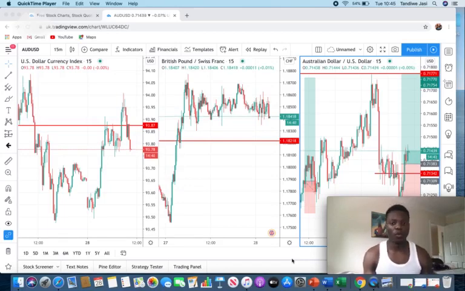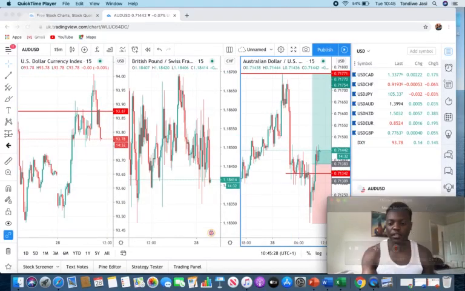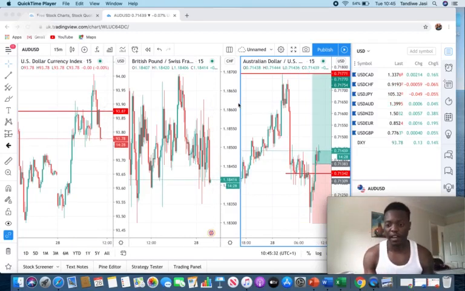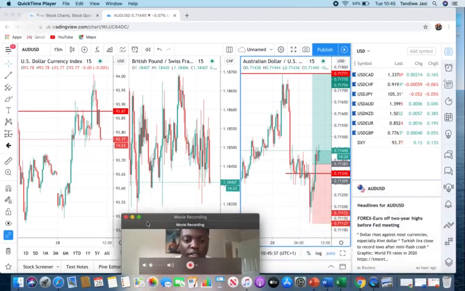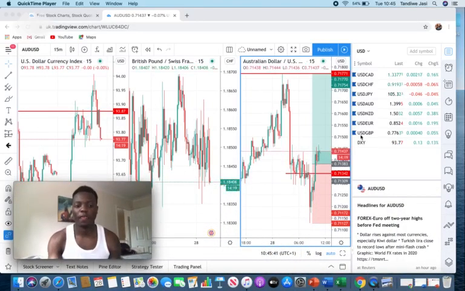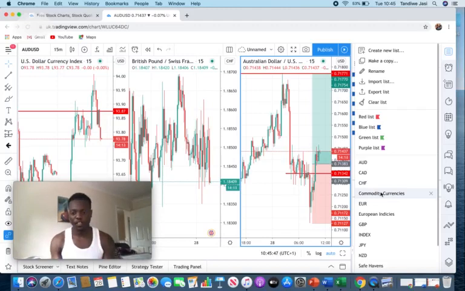So first of all, the one thing that we're going to focus on is knowing the difference between commodity pairs and safe haven currencies, okay? So if I scroll down here, and click on this thing here, you can see I've got what you call the commodity pairs already grouped, and I've got the safe havens.